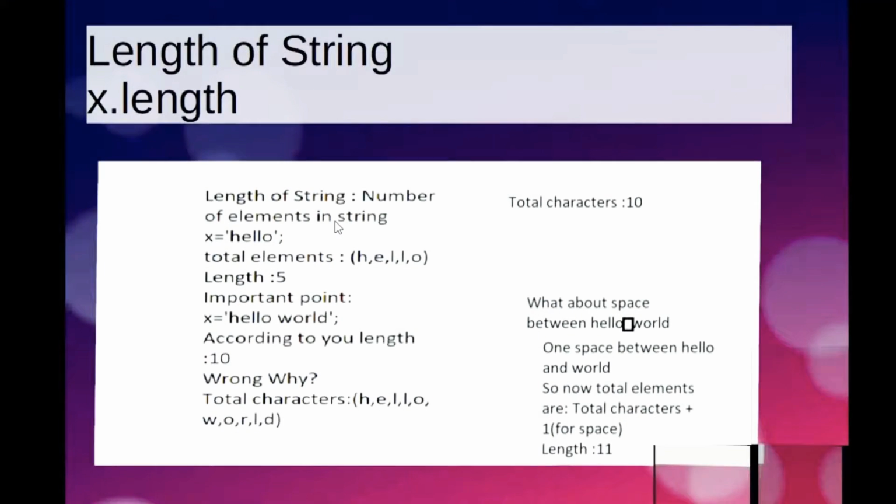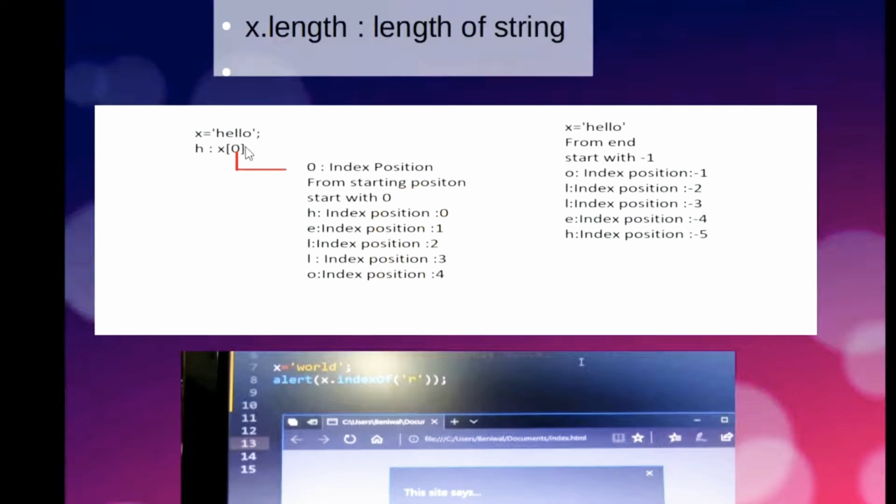Talking about indexing in JavaScript, anything in between these square brackets is the index position. So we say x, and in between we say 0. That is my index position. We start from 0. So this h character is at index position 0, then e is at index position 1, then this l is at index position 2, then index position 3 is l, and then o.